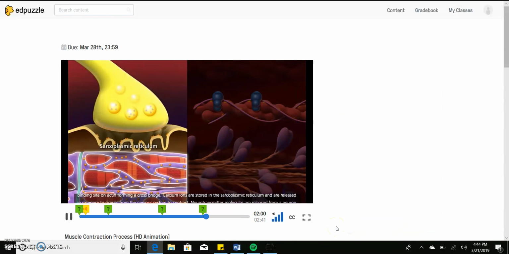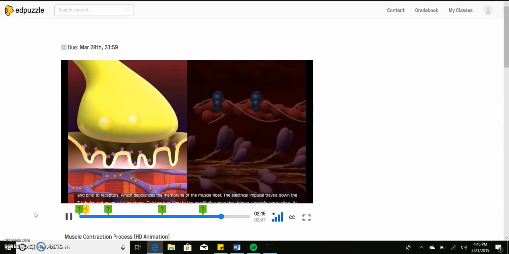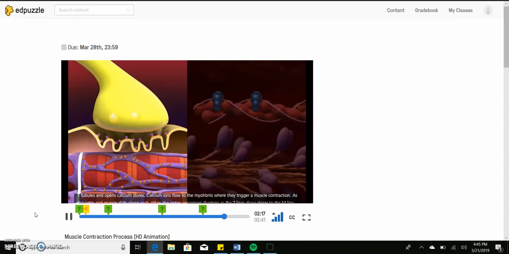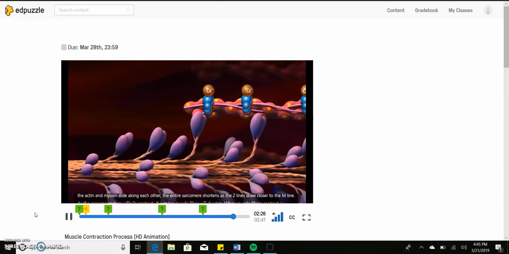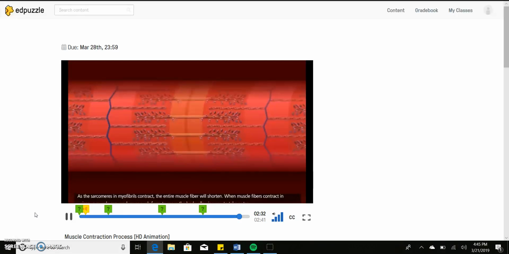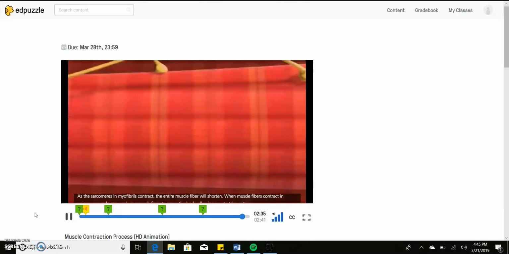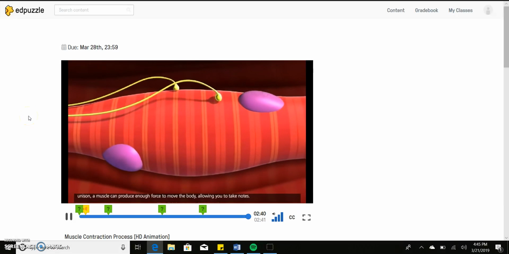Calcium ions are stored in the sarcoplasmic reticulum and are released in response to signals from the nervous system to contract. Neurotransmitter molecules are released from a neuron and bind to receptors, which depolarizes the membrane of the muscle fiber. The electrical impulse travels down the T tubules and opens calcium stores. Calcium ions flow to the myofibrils, where they trigger a muscle contraction. As the actin and myosin slide along each other, the entire sarcomere shortens as the Z lines draw closer to the M line. As the sarcomeres in myofibrils contract, the entire muscle fiber will shorten.